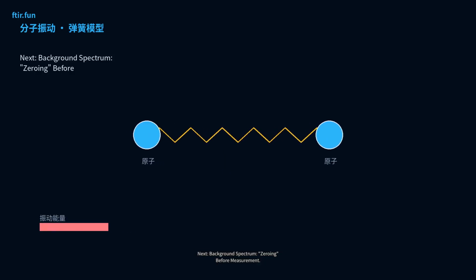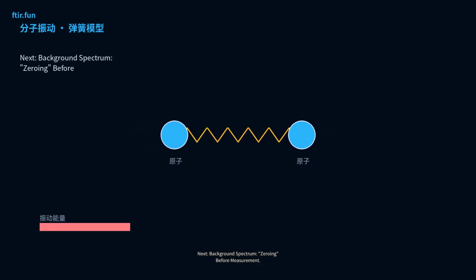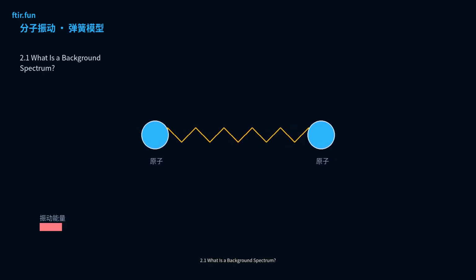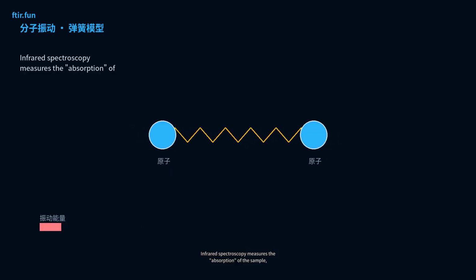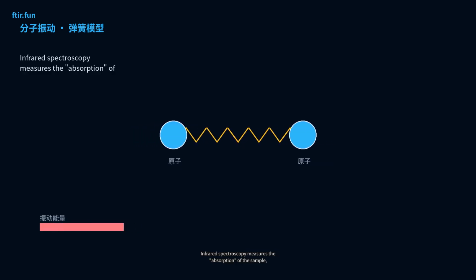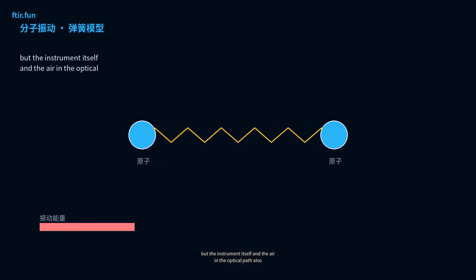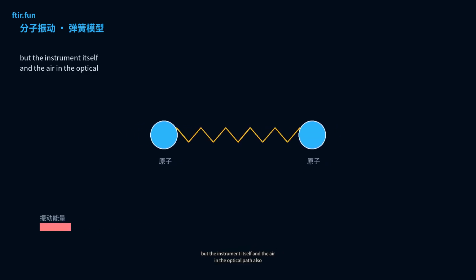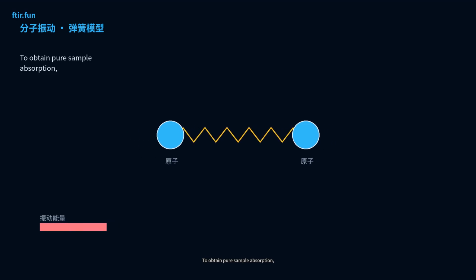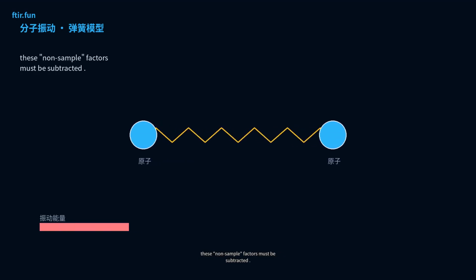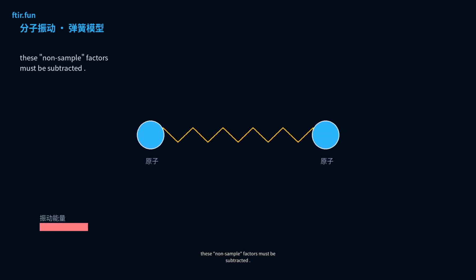Next, background spectrum. Zeroing before measurement. 2.1. What is a background spectrum? Infrared spectroscopy measures the absorption of the sample, but the instrument itself and the air in the optical path also absorb light. To obtain pure sample absorption, these non-sample factors must be subtracted.